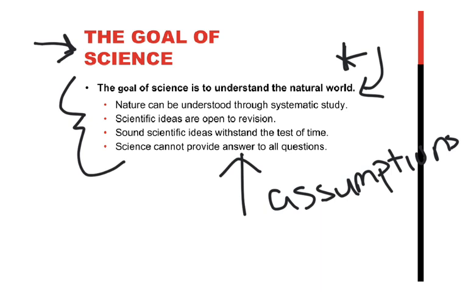Scientific ideas are open to revision. So scientific ideas can change. Sound scientific ideas withstand the test of time. And science cannot provide answers to all questions. I'm going to go through each one of these in detail in the next couple slides. So please leave some space in between each one of these assumptions. Maybe write nature can be understood through systematic study and leave a couple lines and then write the next assumption.